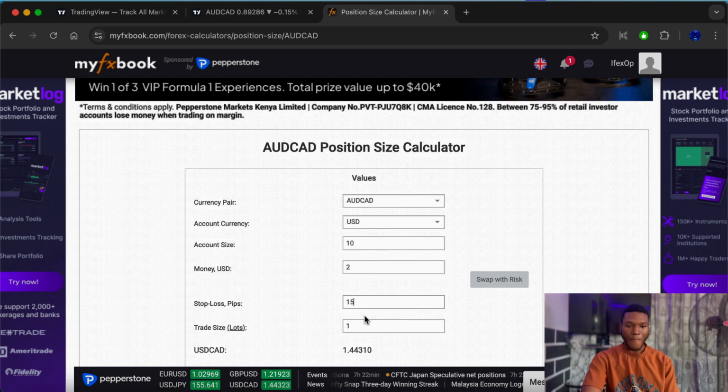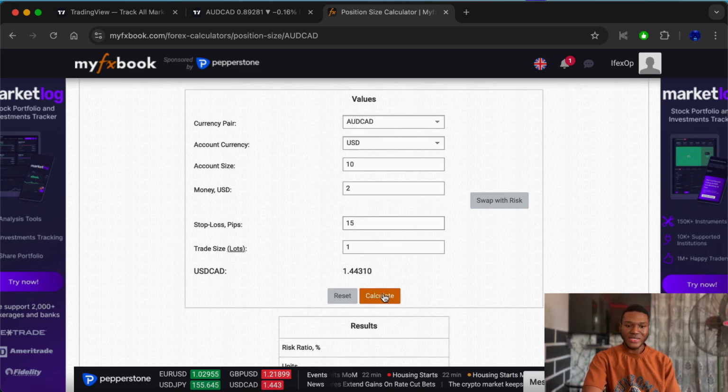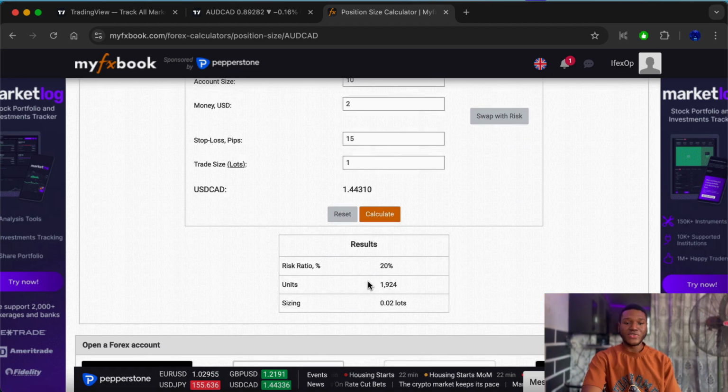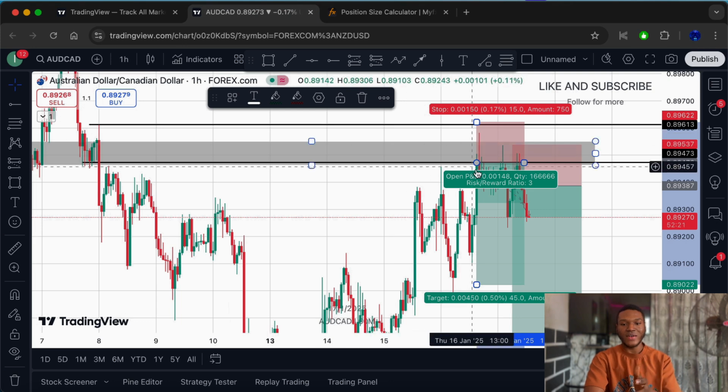Then trade size, lots. Since we are trading on a standard account and not a micro account or a cent account, we'll leave the trade size as 1. 1 simply means you're trading on a standard account. Now we're going to press calculate. As you can see, the results have come through. We're actually risking 20% on this trade. The unit is 1,900 and something. Then they told us to use 0.02 lots for this particular trade. So if we use 0.02 lots on this trade right now, that's actually going live.